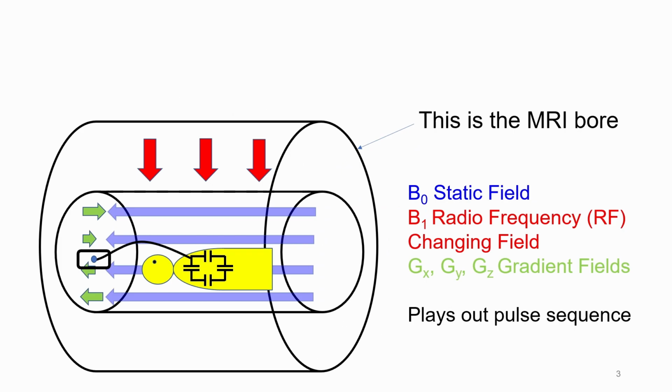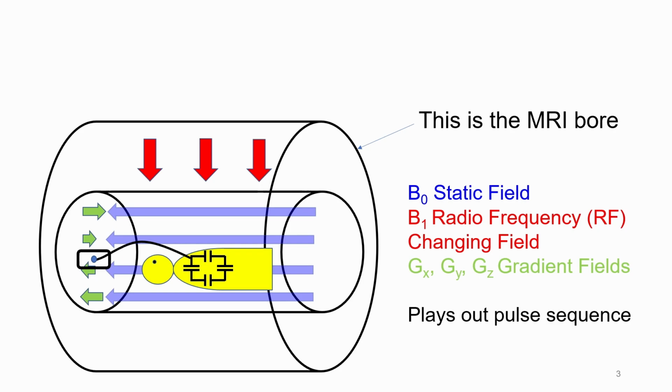So this is a picture of what an MRI bore looks like, just a cartoon picture. And it consists of a B0 static field. In clinics, it's usually 1.5 Tesla or 3 Tesla. This is a magnetic field that is stronger than anything that you will find in nature on this planet. Okay. Secondly, you have what we call a B1 radio frequency RF field. And this is a changing magnetic field that is perpendicular to the B0 field. And it's much weaker in magnitude, usually in the tens of microtesla.